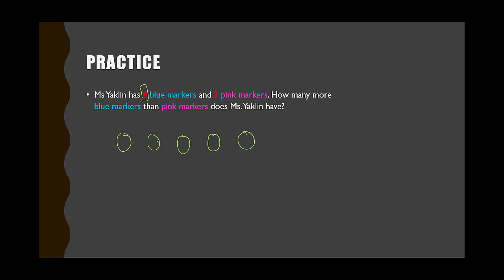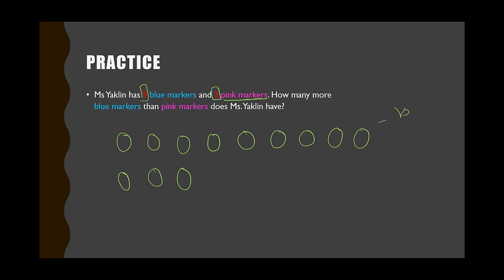So far I have 1, 2, 3, 4, 5. I have to keep going to make 9. 6, 7, 8, 9. Now I'll look back at my problem. I'll see where it says pink markers. I'm going to look and see that the number is 3. So I have 3 pink markers. So I'm going to draw 3 circles for my pink markers. 1, 2, 3. And what we're going to do is we're going to make our pairs, and we're going to count how many are left over to see how many more.